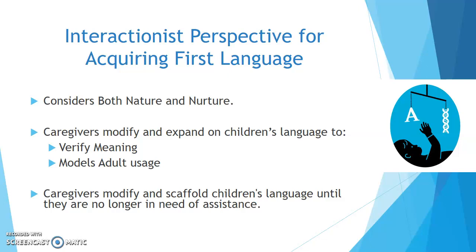The interactionist perspective considers both nature and nurture. Michael H. Long held this belief that children have the physical capability to learn language, like Chomsky, but he also believed that caregivers play a very important role in language development. He studied the way that caregivers talk to their children and discovered that they would often expand on the children's language. By doing this, they were both verifying meaning and modeling adult use of language. Caregivers scaffold their toddler's participation in conversations by doing these things until it's not needed anymore, because the toddler around preschool has the language that they need.